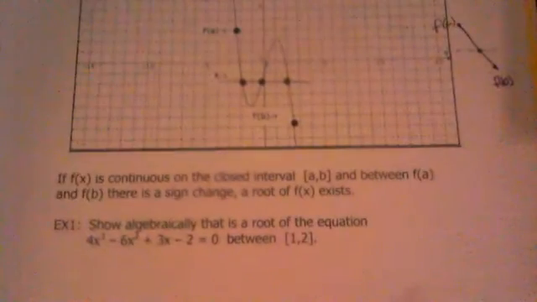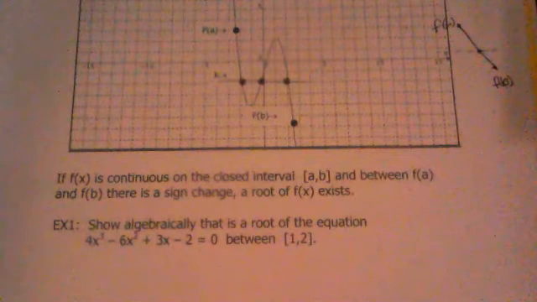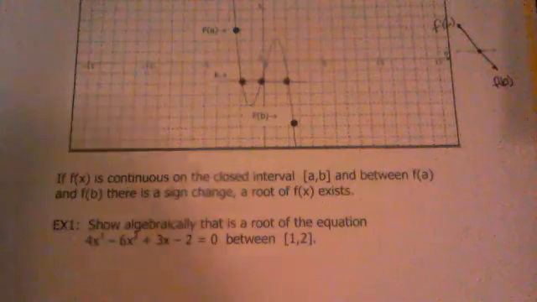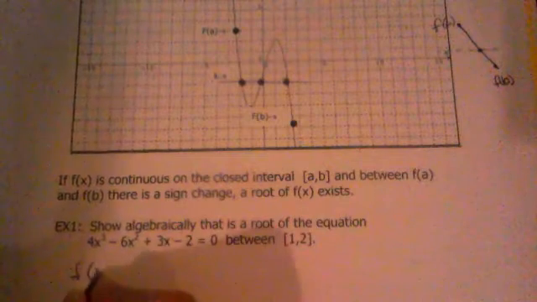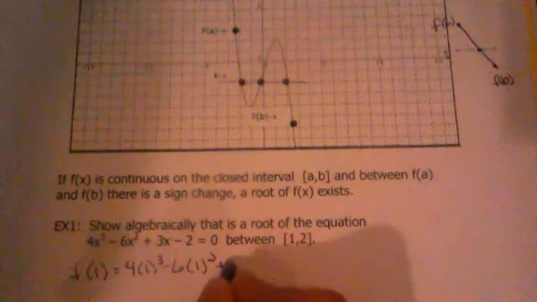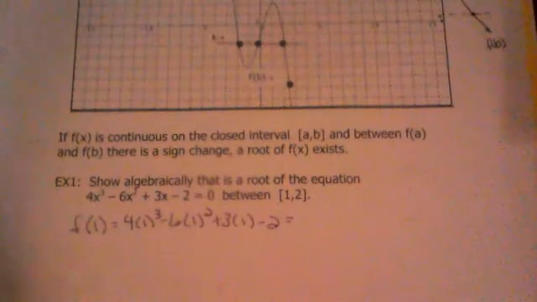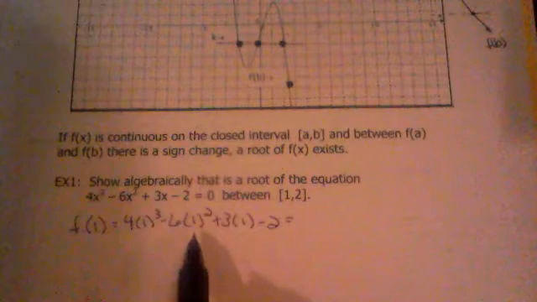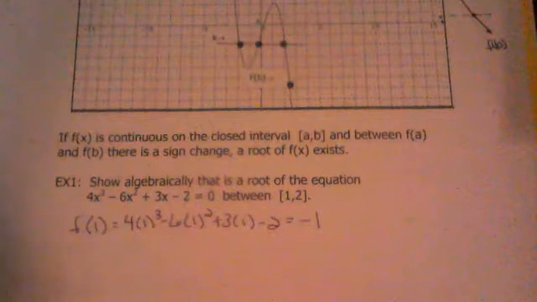So let's look at an example down here and see what they're talking about. They want us to show algebraically that there's a root of the equation between 1 and 2, and they give us this equation. So here's all we have to do. Let's find the f of a and the f of b, or the output values. So f of 1, so 4 times 1 cubed minus 6 times 1 squared plus 3 times 1 minus 2. So when I plug in 1, I'm going to get 4 minus 6 plus 3 minus 2 is negative 1. And so that's f of a.